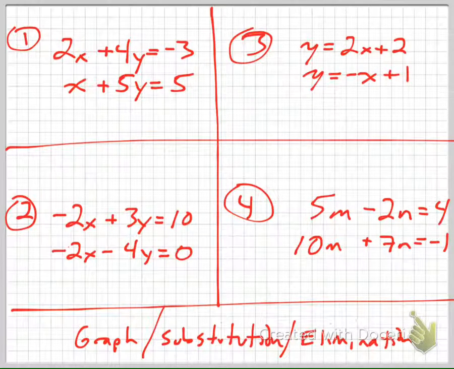Number 4, what method are they trying to get you to use here? Elimination using multiplication. Dividing? There's no dividing, but whatever. Yeah. Okay, very good.